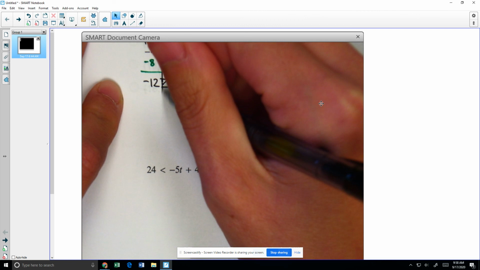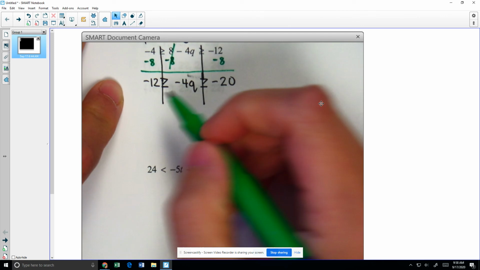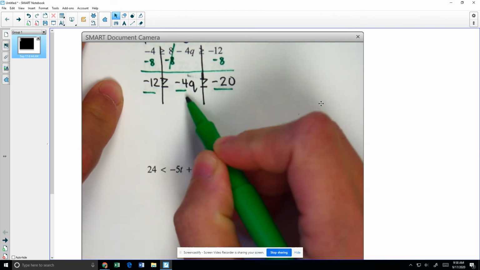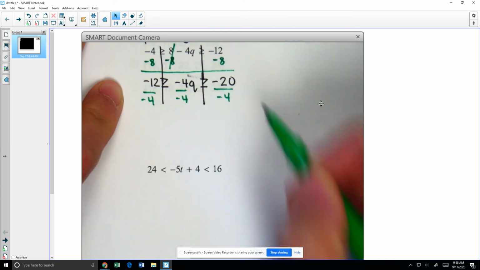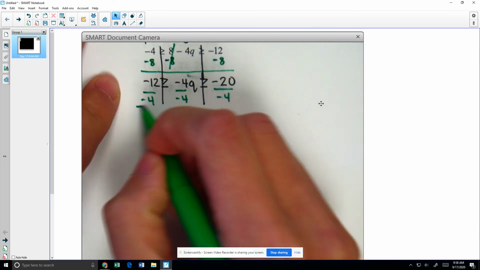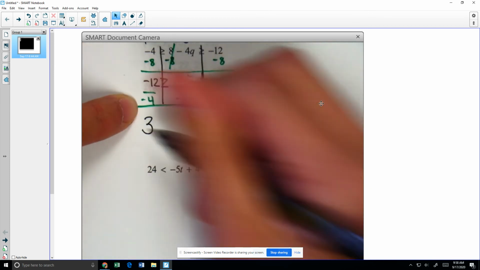Okay, still not done yet. I still haven't solved for q. Now what do I do? Divide by 4. Not divide by 4, close. Negative 4. Yeah, so just remember it's a negative 4, which does make a difference because you do have to flip it then, right? So in this case, now I have negative 12 divided by negative 4 is positive 3.